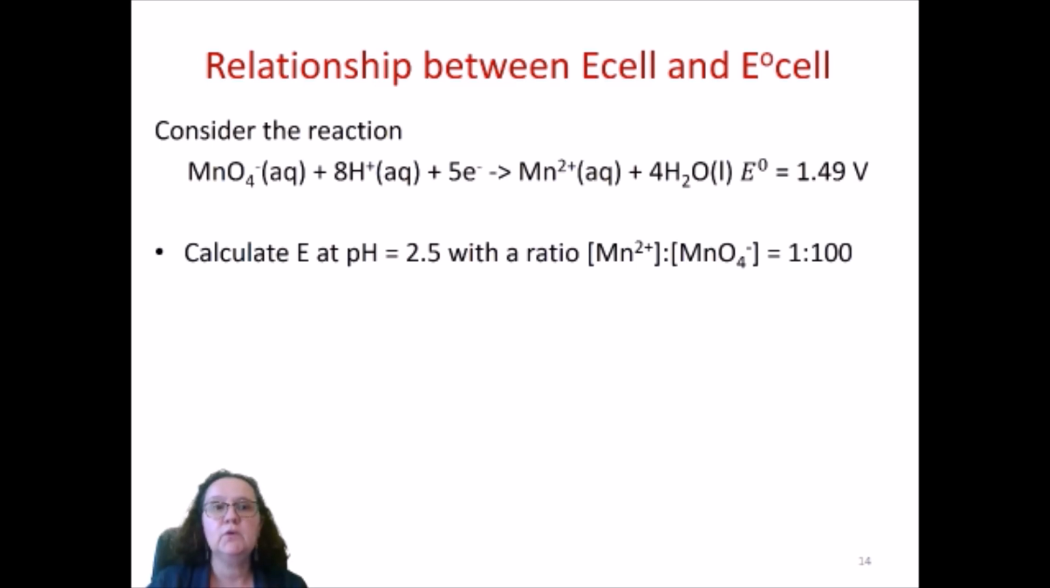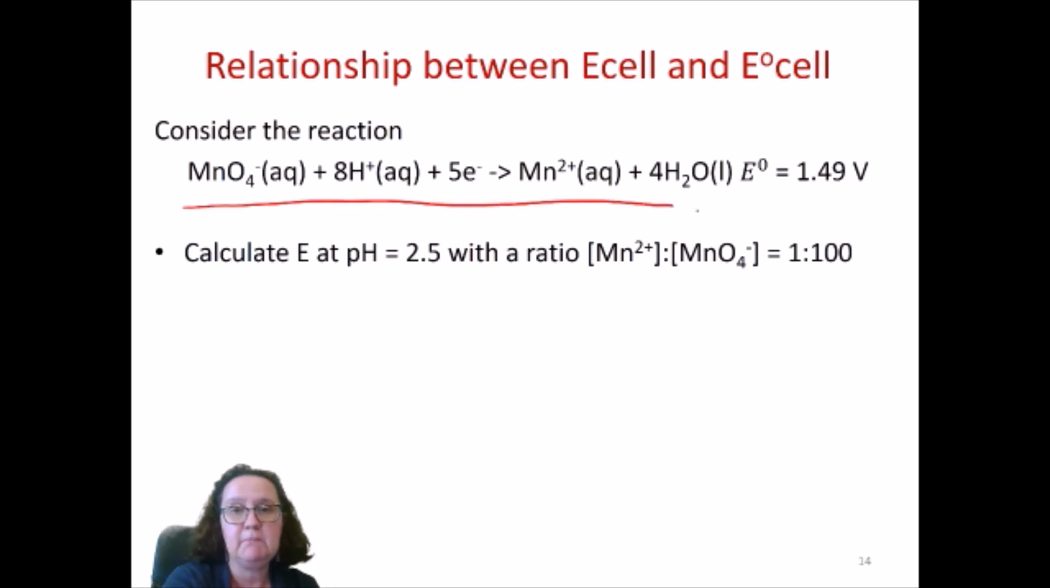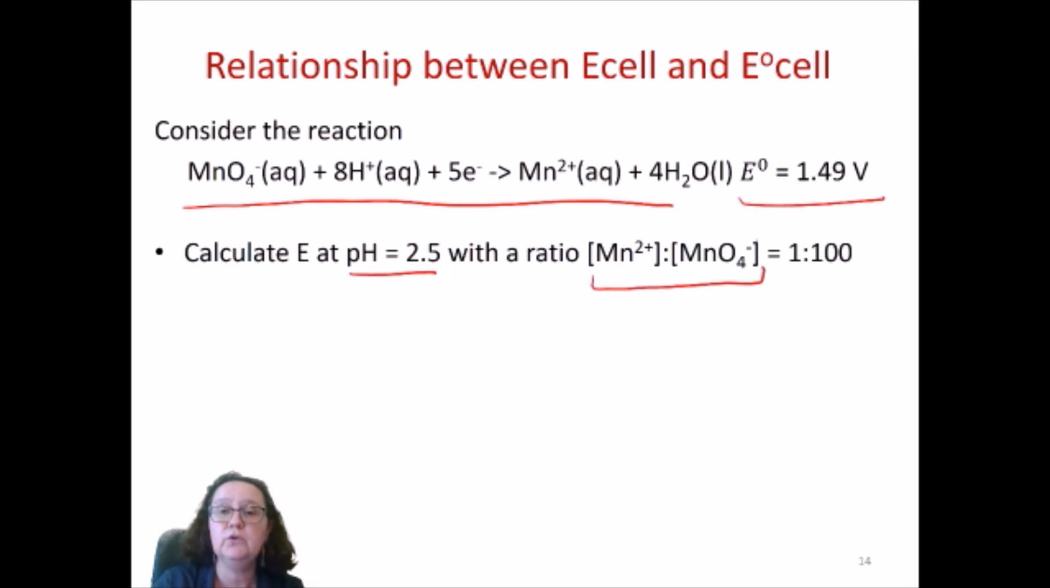Using the Nernst equation, we can work out electropotentials of a particular cell or a half cell at any conditions, pH, concentration, etc. So for example, let's look at this reaction. The reaction of permanganate anion to produce manganese 2 ions, which has this particular standard electropotential, 1.49. So I'm going to ask you to use the Nernst equation to calculate what would be the electrode potential of that half cell, but outside the standard conditions, at a pH of 2.5, and with this particular ratio of concentration of manganese to permanganate anion, 1 to 100.